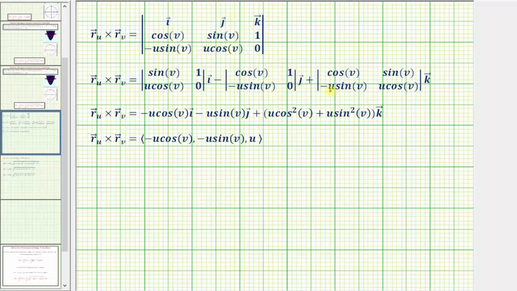And then finally, for the last 2 by 2 determinant, we eliminate the row and column of the k vector, which is row 1 and column 3. These 4 elements make up this 2 by 2 determinant.